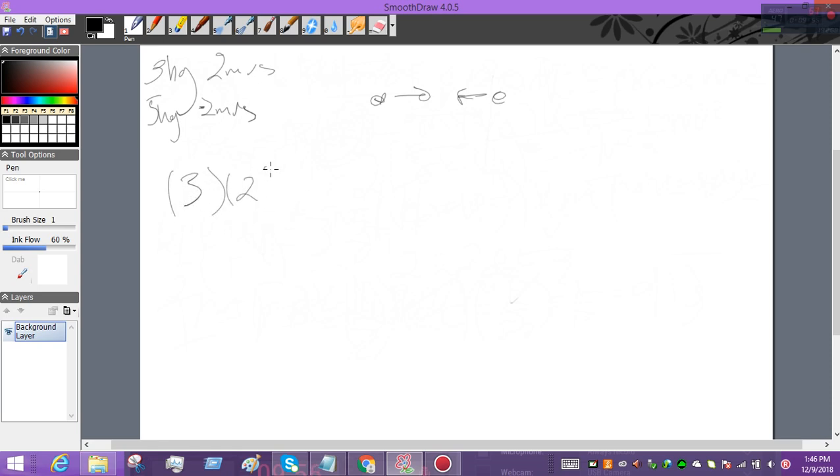So 3 times 2 plus 5 times negative 2, because that's our net momentum to begin with, equals the sum of all of our masses. So 5 plus 3 times our velocity final, because the velocity final is going to be the same, and you could factor that out. That's why you can do 8 times VF.